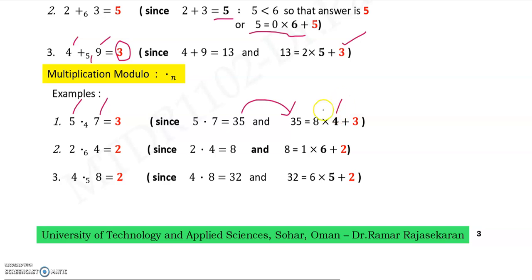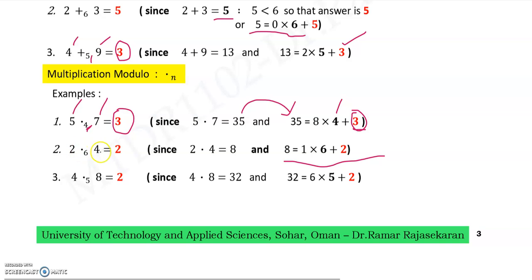Why? Because 4 is your multiplication modulo 4. So you try to write 35 as the product of 4 and some number, then if you have a remainder, write the remainder here. This remainder is your answer. Okay. Only one difference: first you have to multiply, then you have to write it in this form.